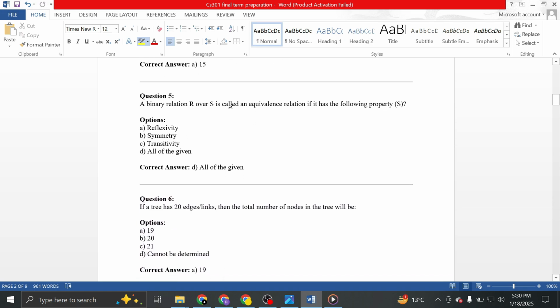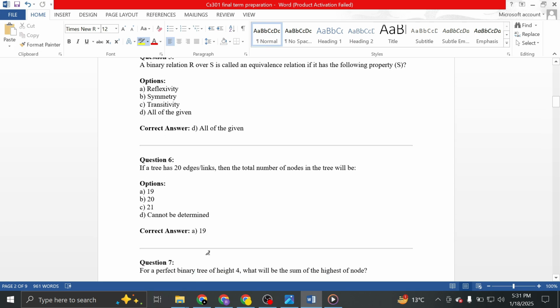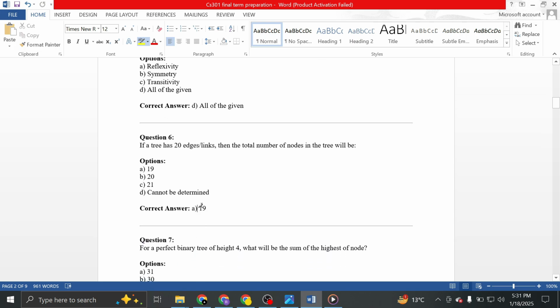Question 5. A binary relation R over S is called an equivalence relation if it has the following property. Question 6. If a tree has 20 edges, links, then the total number of nodes in the tree will be: Options: A. 19, B. 20, C. 21, D. Cannot be determined. Correct answer: A. 19.